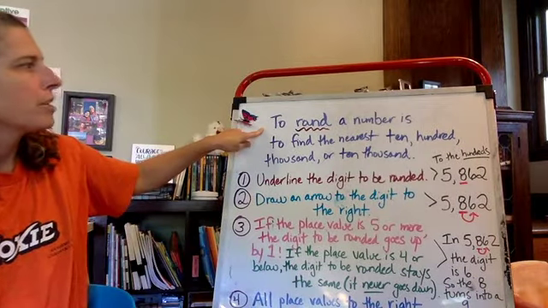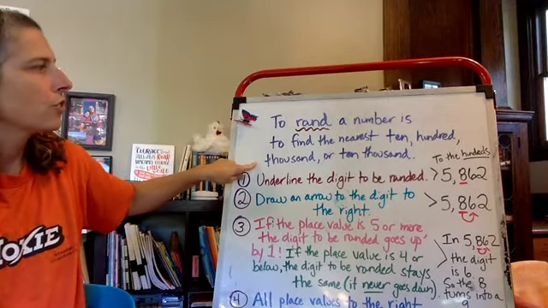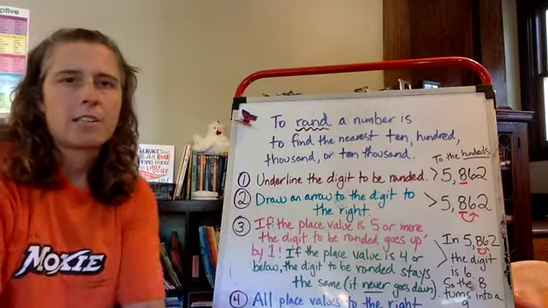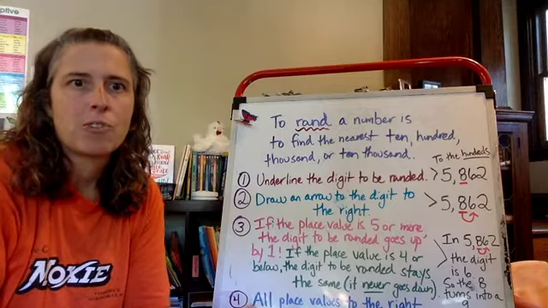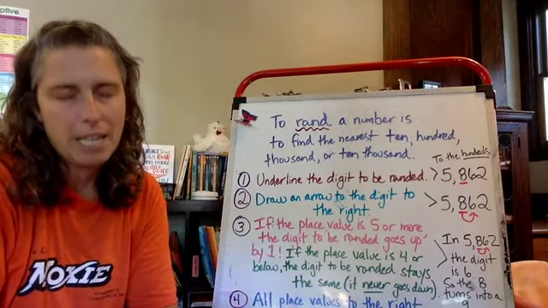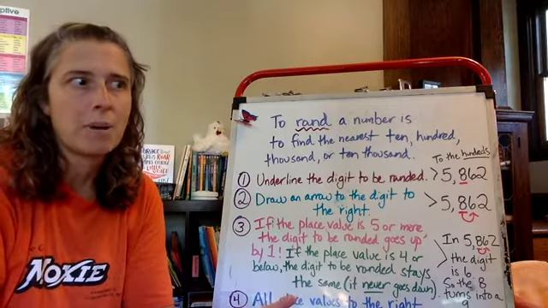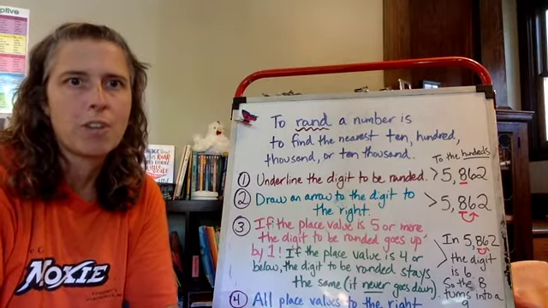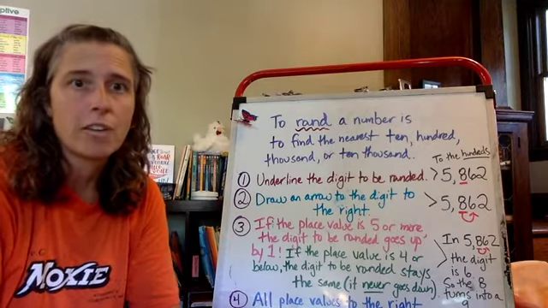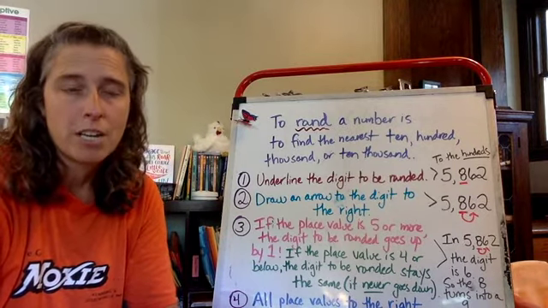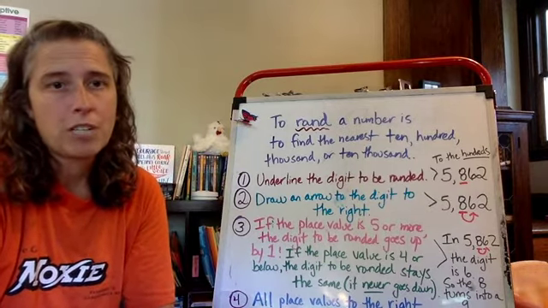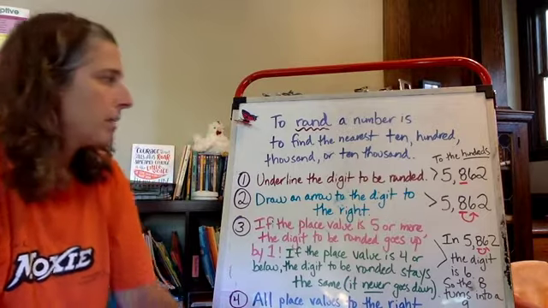So I had the definition right up here. To round a number is to find the nearest 10, 100, 1,000, or 10,000. Now, when you get asked on tests to round to a certain amount, it's always going to change. So it's really important that you're paying attention first to what they are asking you to round to. Are they asking me to round to the nearest 10? The nearest 100? Or the nearest 1,000? So really make sure you're double checking by reading those directions and following them.